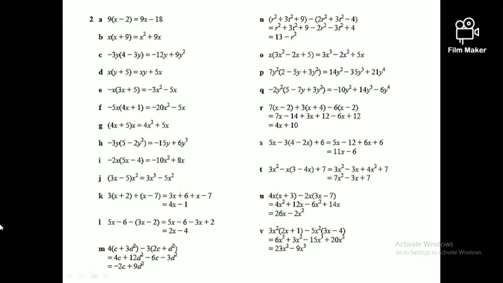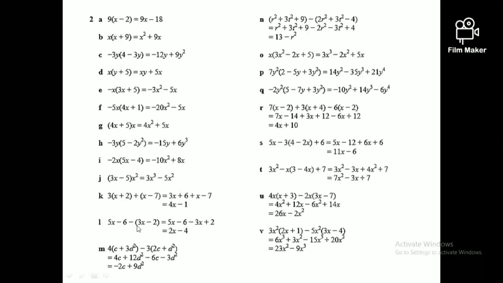If you come to this example, here 3 into x is 3x, 3 into 2 is 6. Then there is no operation over here, you can just write x minus 7. It is just multiplied by 1. So 3x plus x is 4x, 6 minus 7 is minus 1. Like that, you can get the answer.